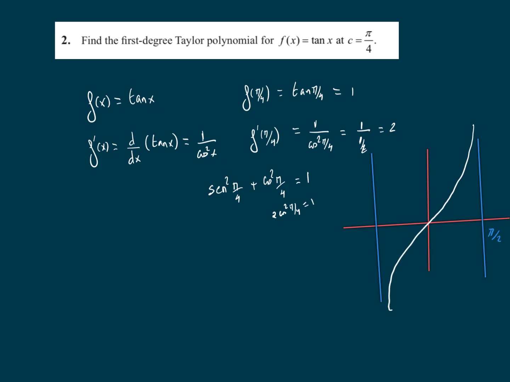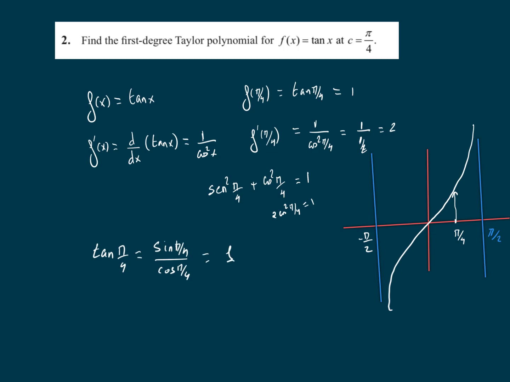It is sine of x divided by cosine of x. It says take the point c equals pi divided by 4. If this is pi divided by 2, pi divided by 4 is exactly in the middle. And the function at pi divided by 4 has a value. What is the value of tangent of pi divided by 4? Well, tangent of pi divided by 4 is sine of pi divided by 4 divided by cosine of pi divided by 4. But pi divided by 4 is 45 degrees. Sine and cosine are the same. So the tangent of pi divided by 4 is 1.